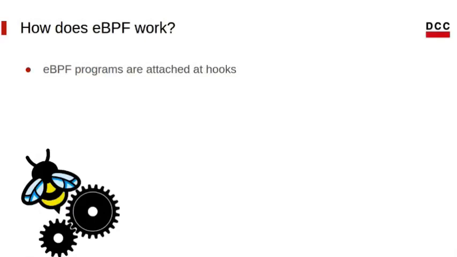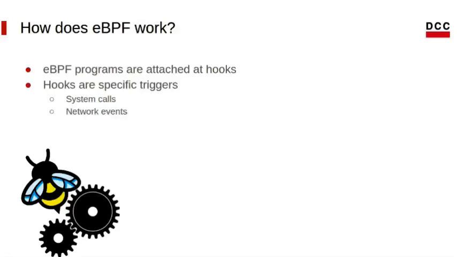eBPF programs are attached at hooks, also called triggers. Some examples of hooks are system calls that occur when the user space functions request the kernel to access privileged resources, network events that execute when a packet is received, function entry and exit, and kernel probes, which are instructions inserted somewhere in the kernel to collect debugging and performance information.